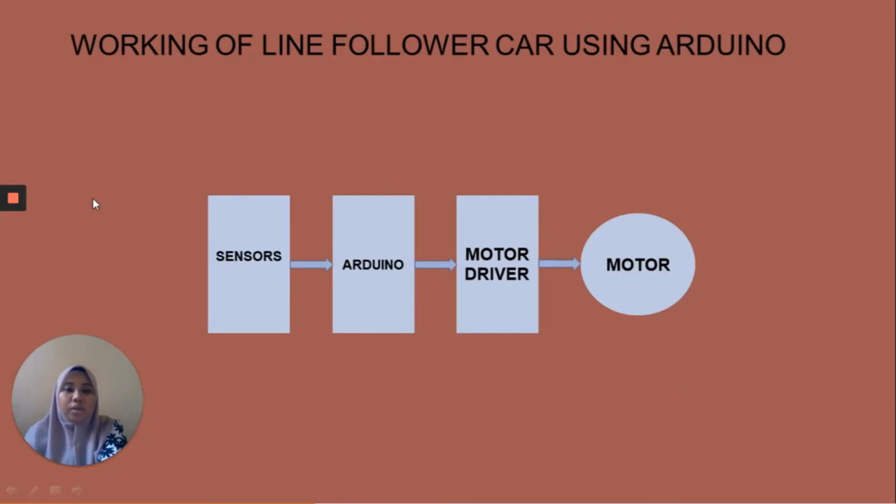These are the four main components needed to make the line follower robot car. The first one is the sensor for line detection. The second one is the Arduino as a controller. The third one is the motor driver, and the last one is the motor for motion.